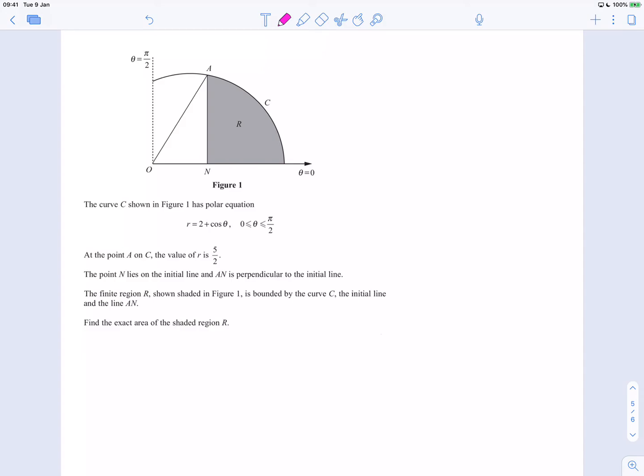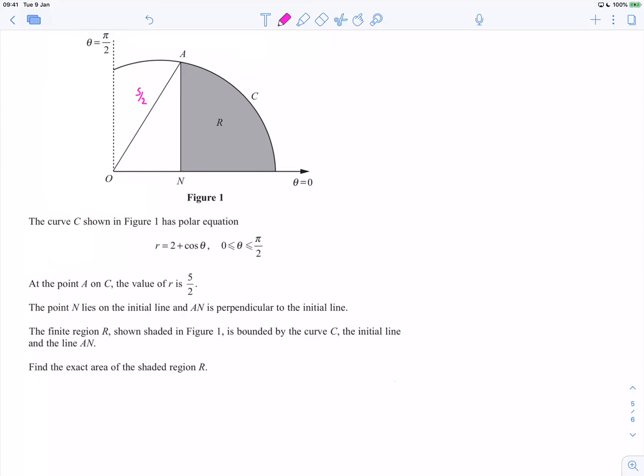Let's go through this question. So the curve C shown in figure 1 has polar equation r equals 2 plus cosine theta. At the point where A is on C, the value of r is 5/2. Okay, so I know that the distance from there to there is 5/2. So if I was to work out the theta value for that, then I would substitute 5/2 into there to get 5/2 equals 2 plus cosine theta, minus 2 from both sides.